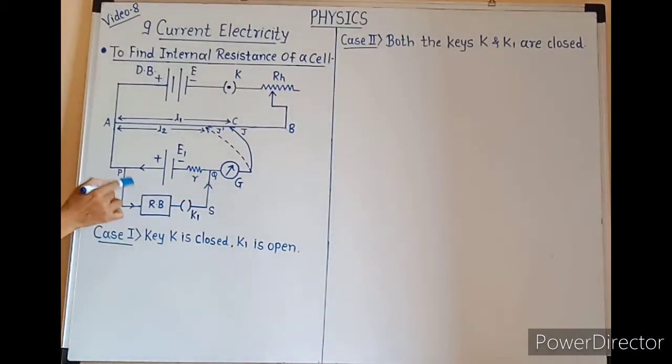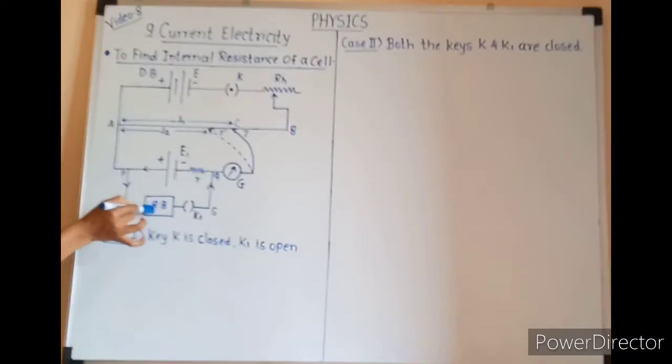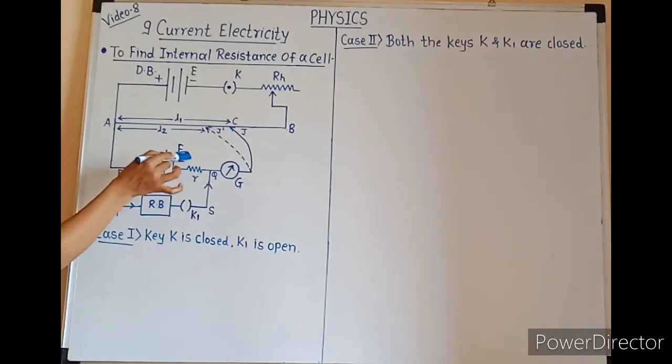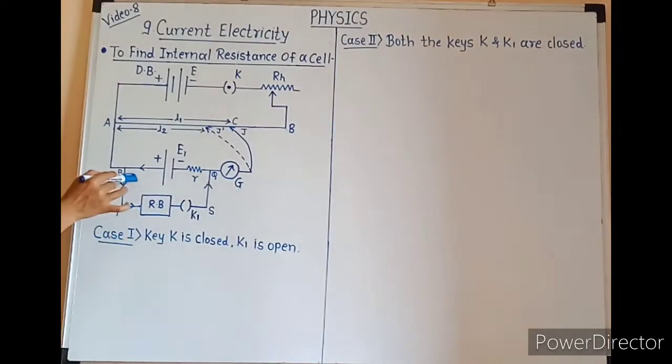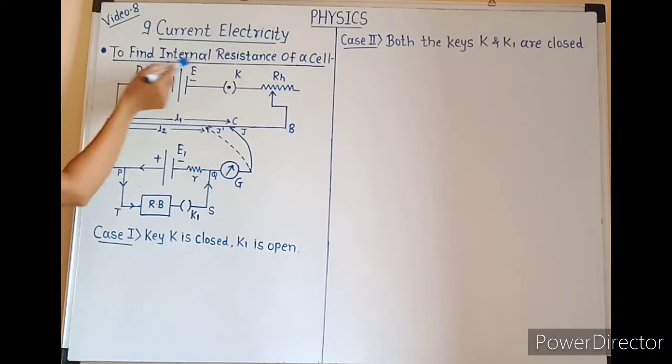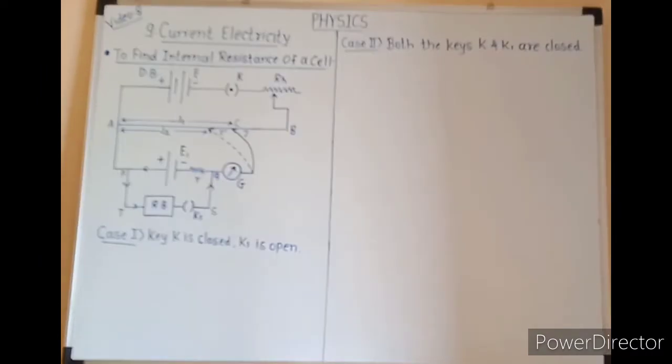Now, this resistance box is connected across the cell of EMF E1 with key K1. So, this is the construction of our circuit diagram. Now, we will see how to find the internal resistance, that is small r, of the cell. There are two cases.